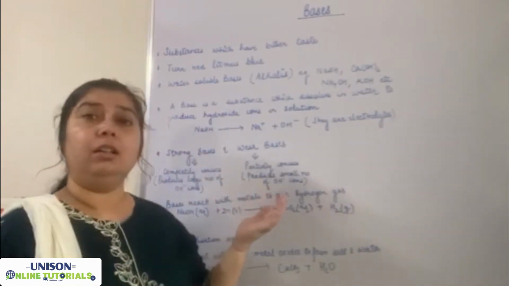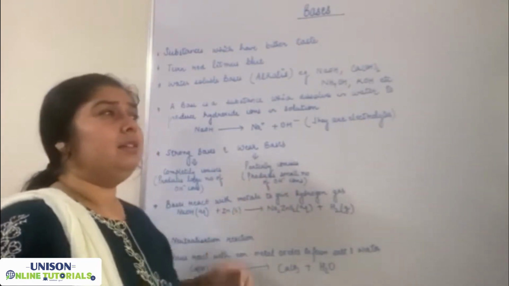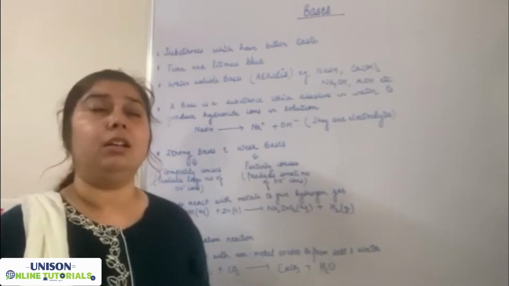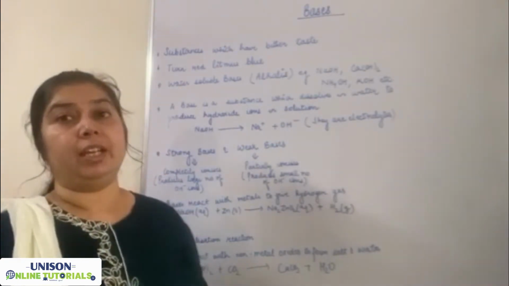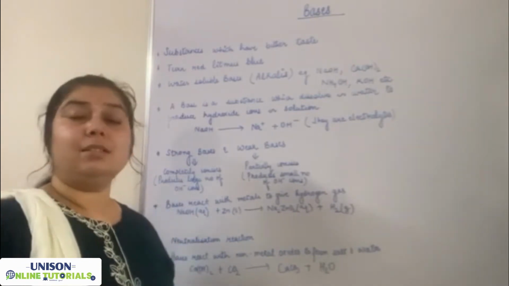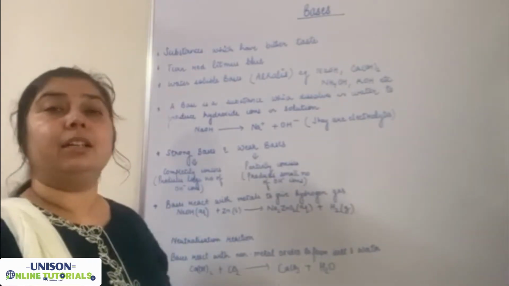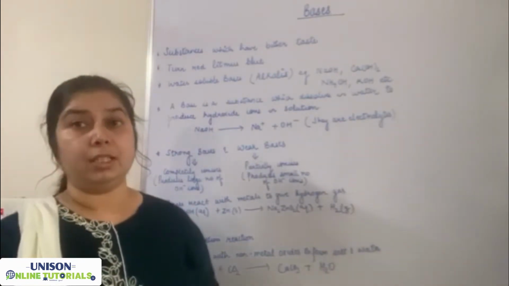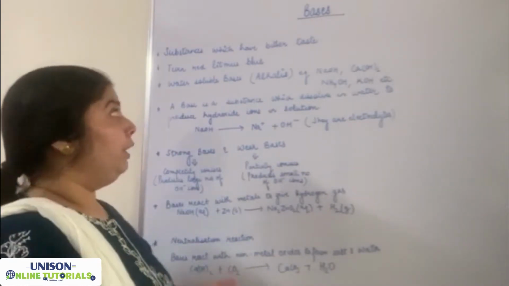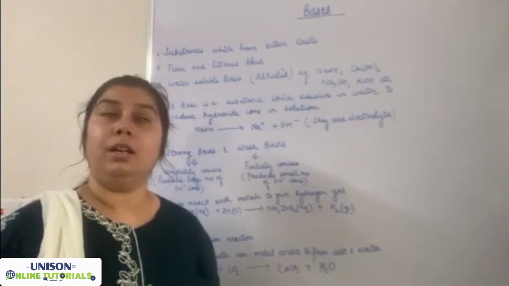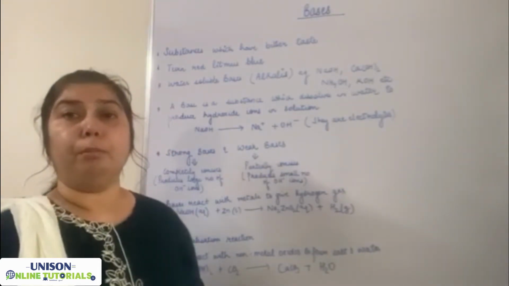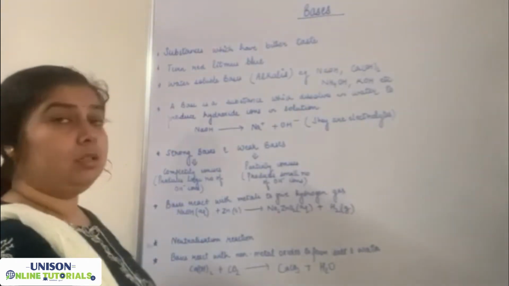Anything which is bitter is a base, but this is quite a general or limited property because we cannot taste each and every base. So in the last class also we had discussed there are certain substances which we call indicators, with the help of which we get to know the presence of an acid or a base.